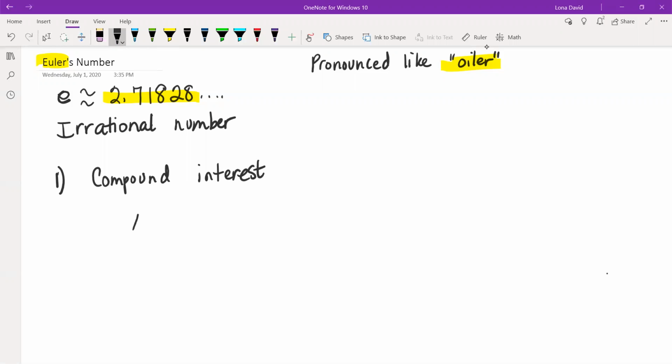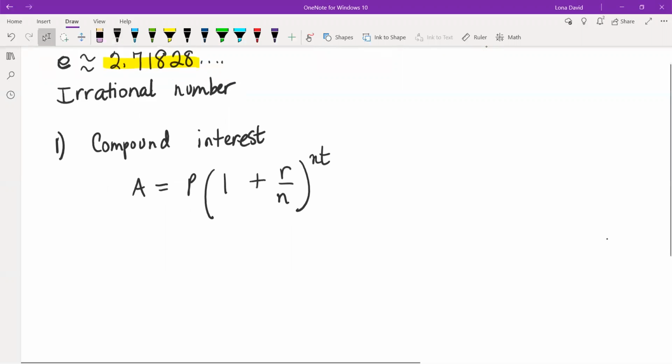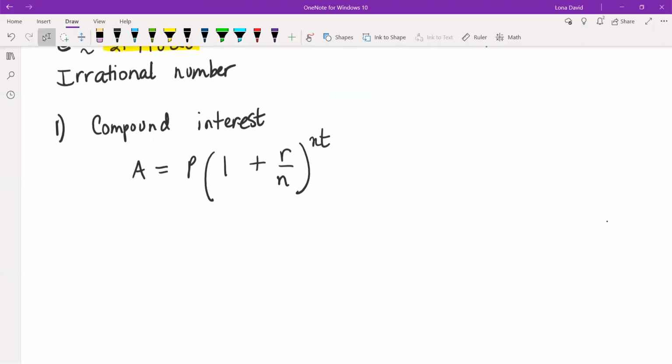The formula for compound interest is A equals P, and I'm going to explain what all the letters stand for in a minute, times 1 plus r over n, to the n times t. Okay, so this is the formula for compound interest. And basically when you're learning about this, you kind of just have to memorize that. You can derive it, but it might be a little tough.